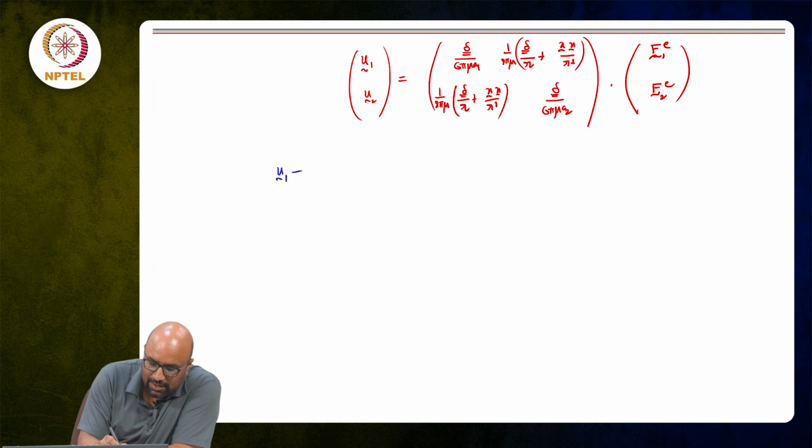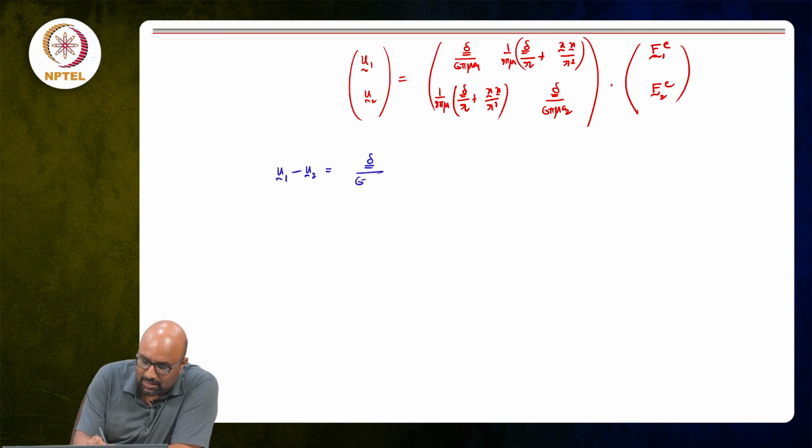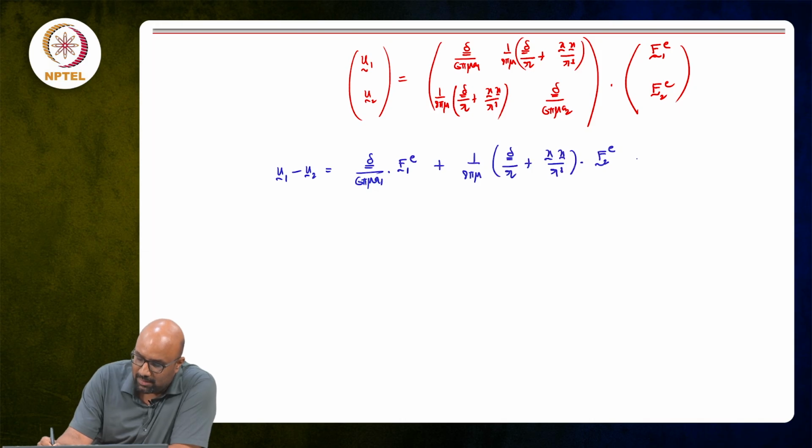Now with this, if I try to find the relative velocity, the relative velocity is going to be delta by 6 pi mu a1 dot f1e plus 1 by 8 pi mu delta by r plus xx by r cube dot f2e, minus delta by 6 pi mu a2 dot f2e minus 1 by 8 pi mu delta by r plus xx by r cube dot f1e.